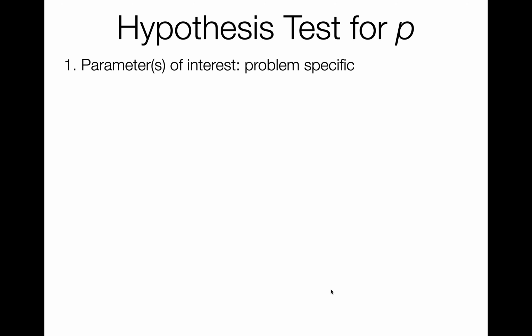Hello everyone. In this video, we're going to finish up Lesson 8 by talking about the specific steps for a hypothesis test for proportions. All right, so the first step should be the parameter of interest. What are you looking for? For a hypothesis test for P, it's going to be always P, but you need to define what P is in terms of the problem.